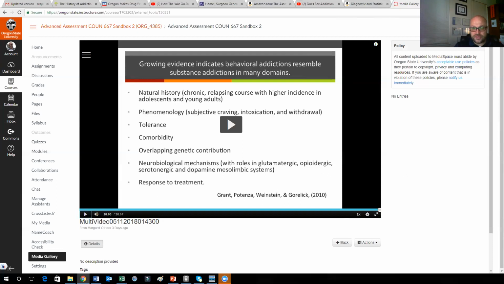Question number 2, in the psychodynamic model, when does substance abuse resolve or become unnecessary? All right, the answer to number 2: when the underlying problem is resolved. In this model, drug use was a maladaptive coping strategy, so once the problem is resolved, there should be no additional need for maladaptive coping strategies.